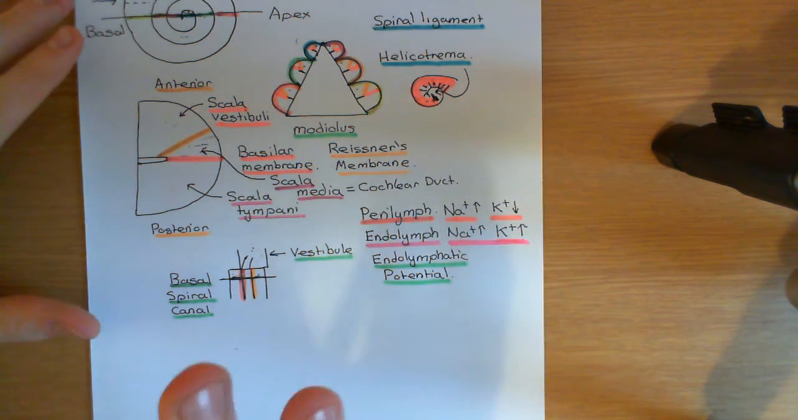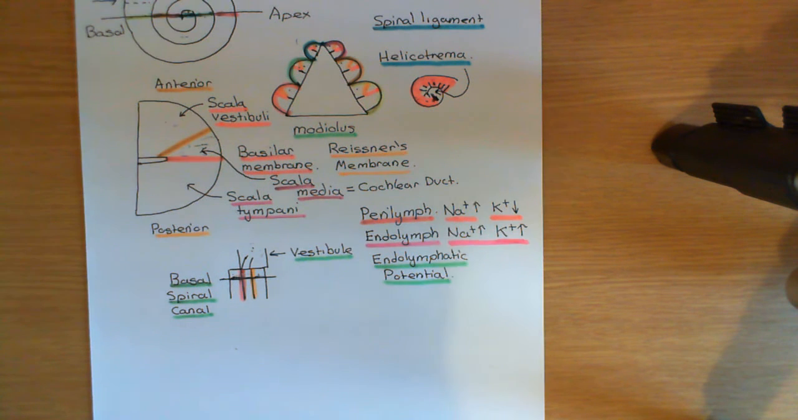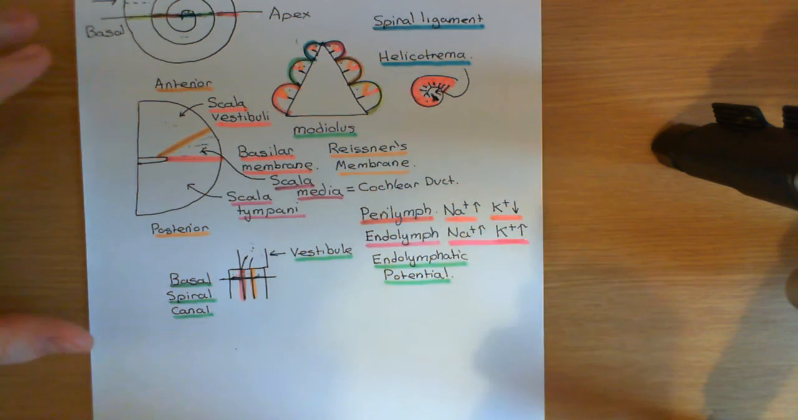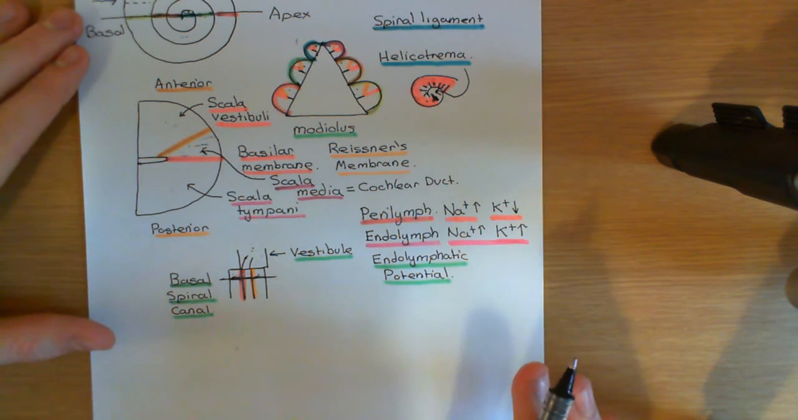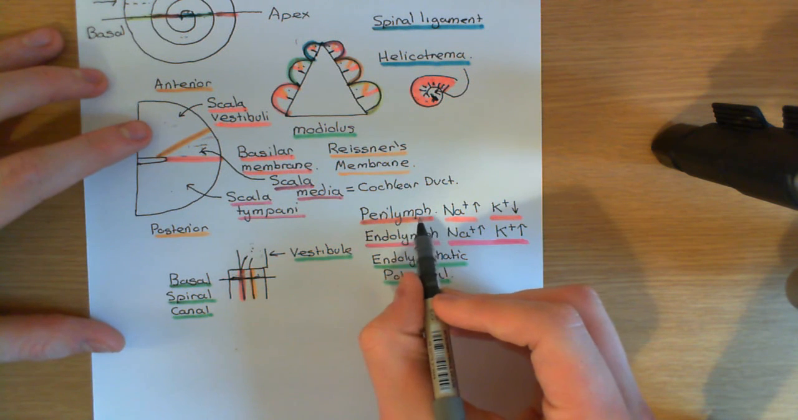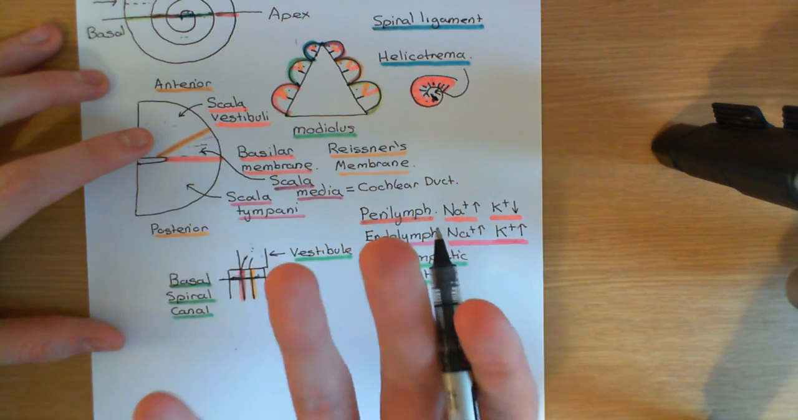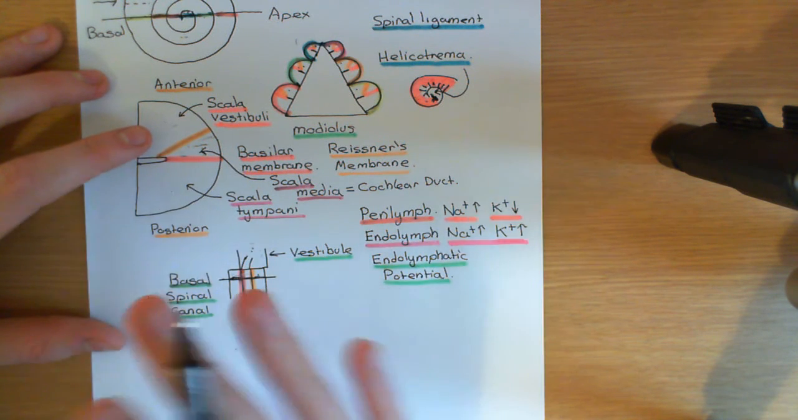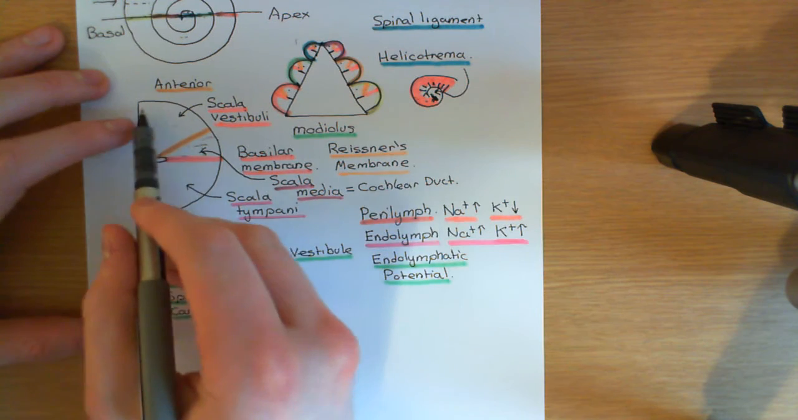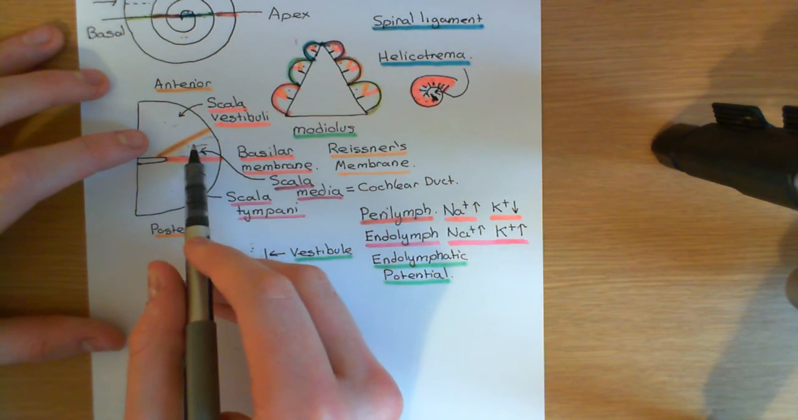So everywhere in three-dimensional space is given this real number, and this real number is called the electrical potential, and this electrical potential helps us to understand how charged particles move around the world. Okay, so all points in space have an electrical potential. Now, all of the fluid in the perilymph compartments and all of the fluid in the endolymph compartments, it's all continuous with one another. Therefore, the electrical potential will equilibrate. So the electrical potential in all the points of the perilymph will be the same, and the electrical potential in all the points of the endolymph will be the same.